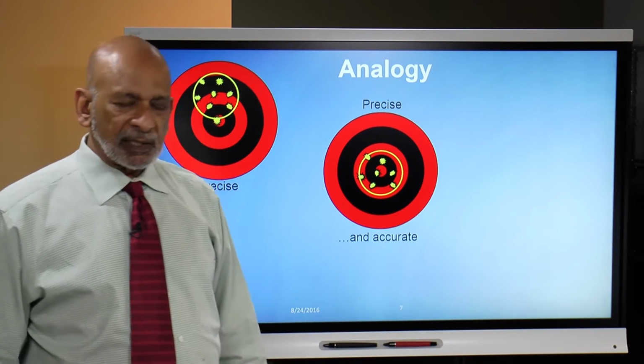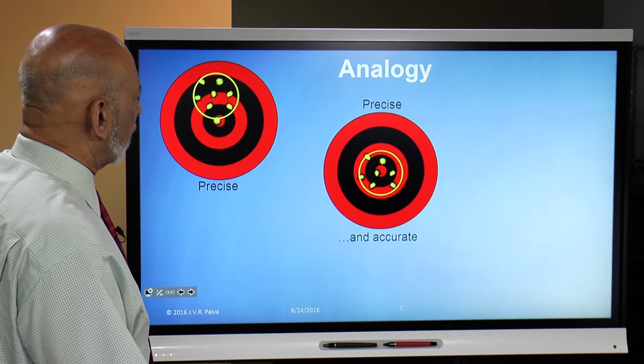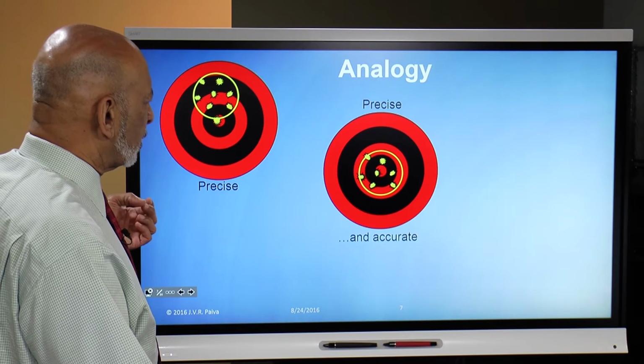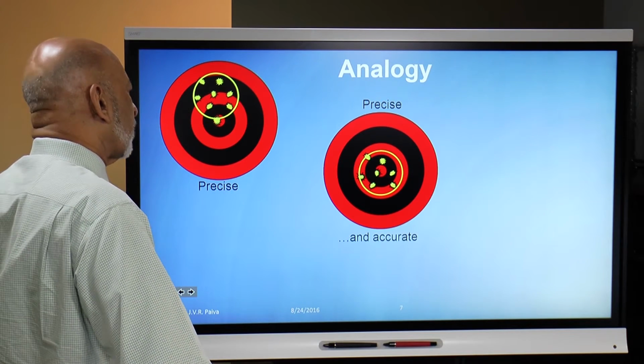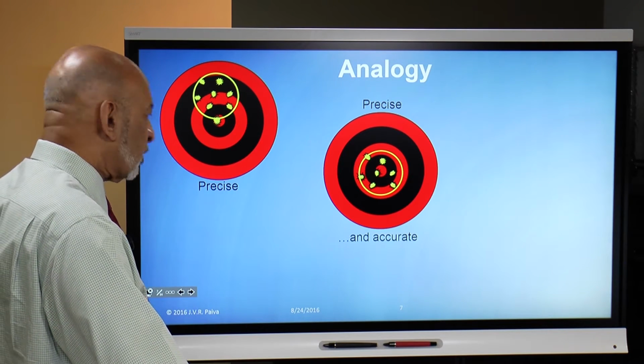of all those shots, the centroid, is very close to the center of the target. It may not be exactly in the middle of that small red circle, but it's very close. So we can call this quite accurate, and it's also precise. And this is what surveyors need to strive for.